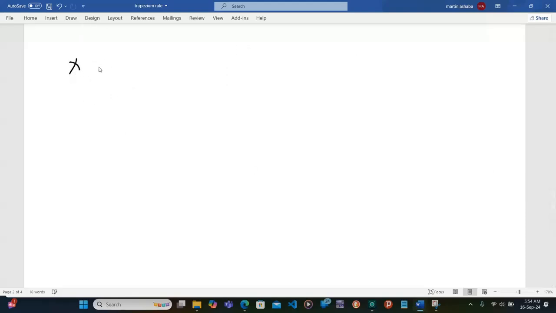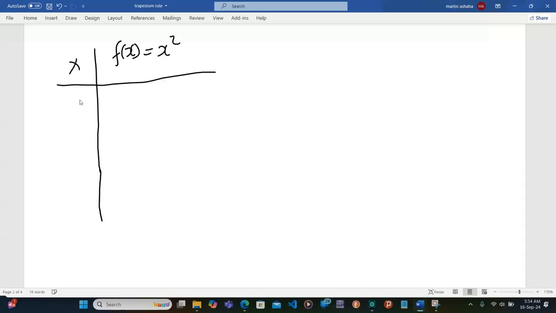So we will have x and we will have f of x, which is x squared. If it starts from 1 and there is a step size of 0.4, it is going to go to 1.4, 1.8, then 2.2, 2.6, and finally 3.0.